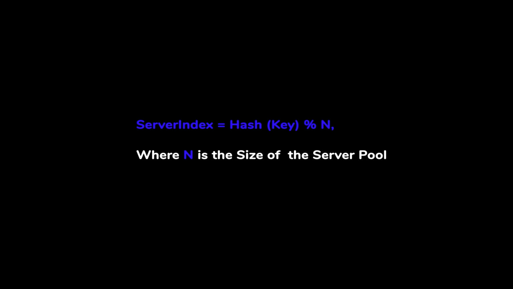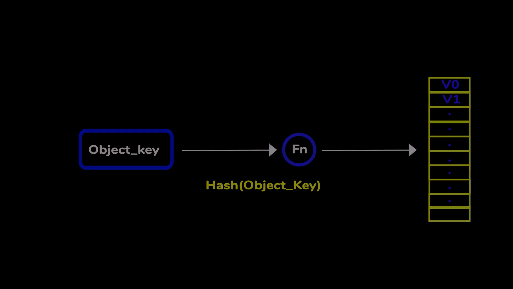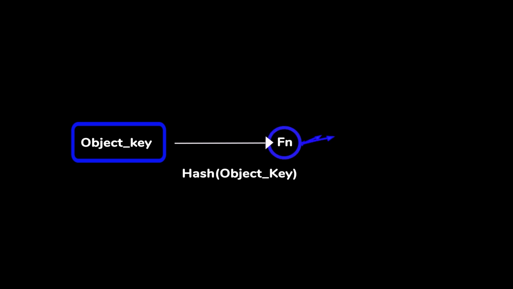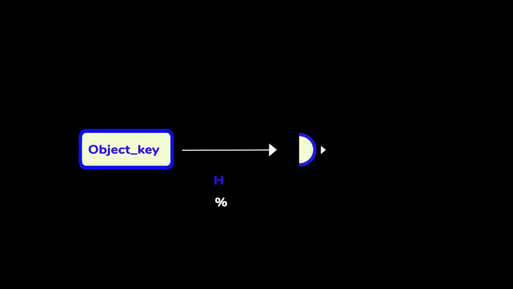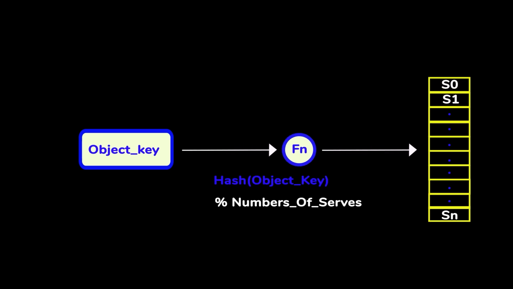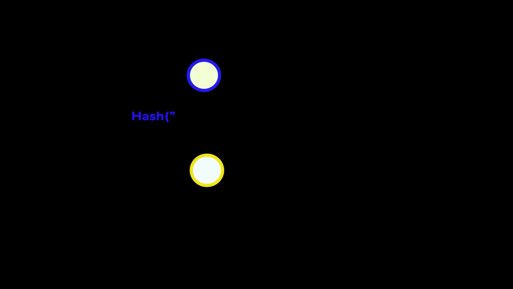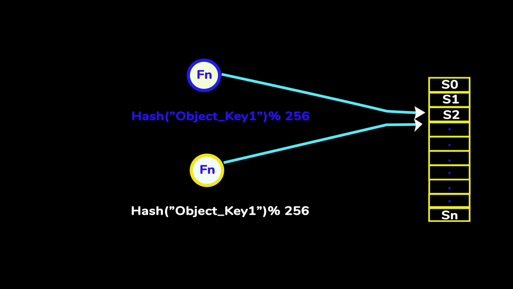This is how it works. First, for each object, we hash its key with a hashing function. This maps the object key to a known range of numerical values. A good hash function distributes the hashes evenly across the entire range. Second, we perform the modulo operation on the hash against the number of servers. This determines which server the object belongs to. As long as the number of servers stays the same, an object key will always map to the same server.